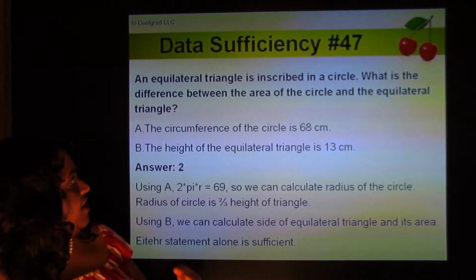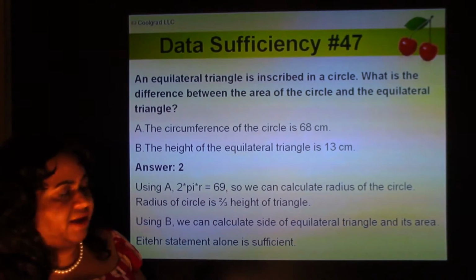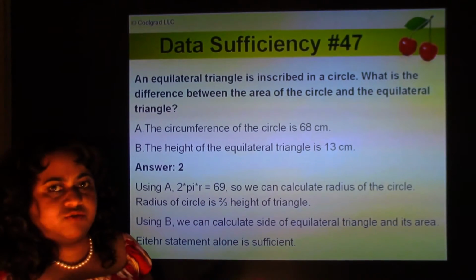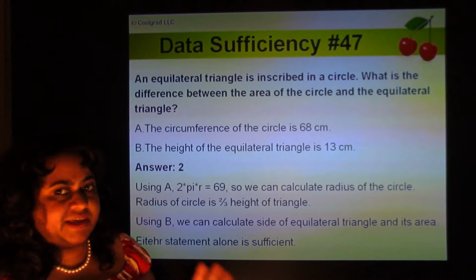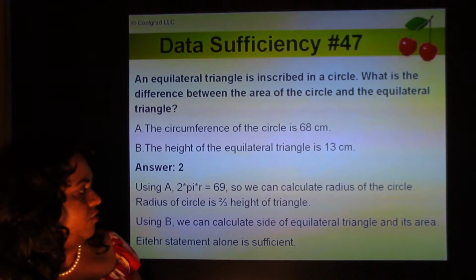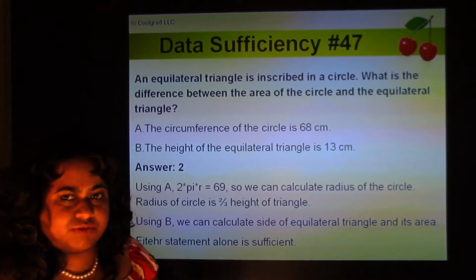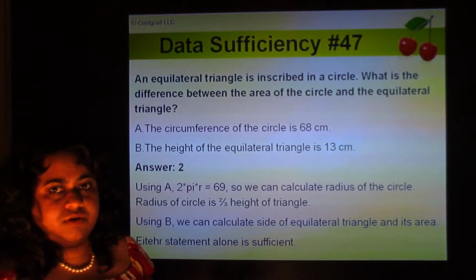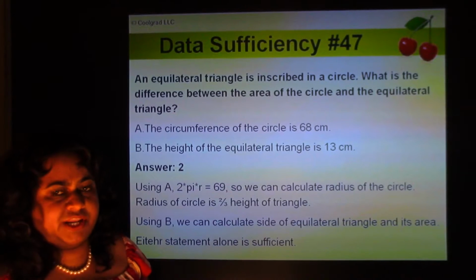And from that you calculate the area of the equilateral triangle. So we know the area of the circle and we know the area of the equilateral triangle. You subtract them and you get the difference. So I'm saying it's possible to solve it using statement A alone. Don't waste your time plugging in values and solving it. Just think about, is it doable? Is it solvable using A alone or not? It's solvable. So that's all we need to know.